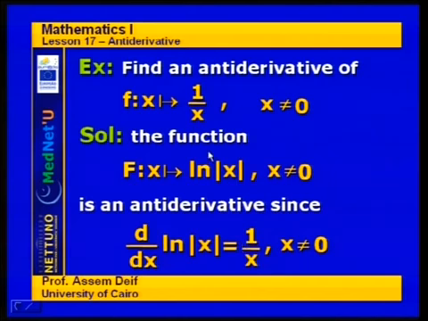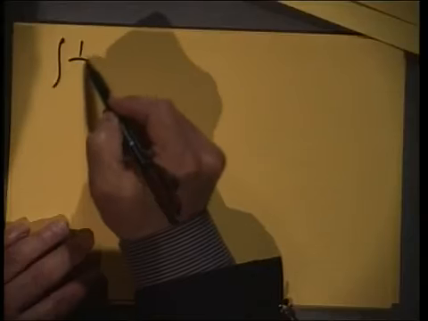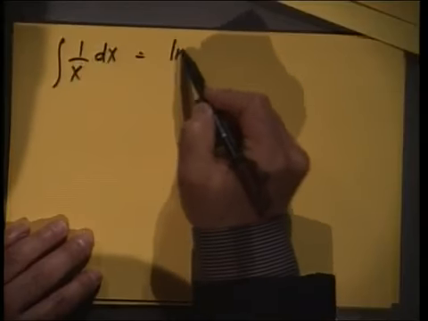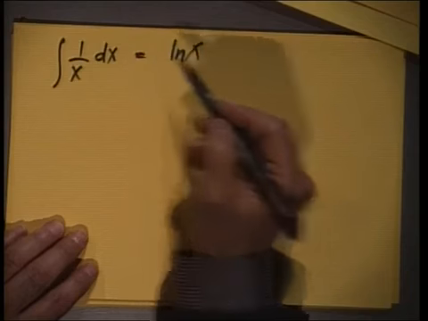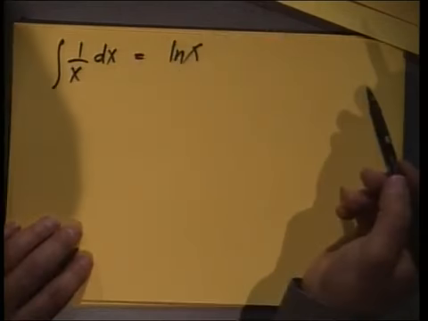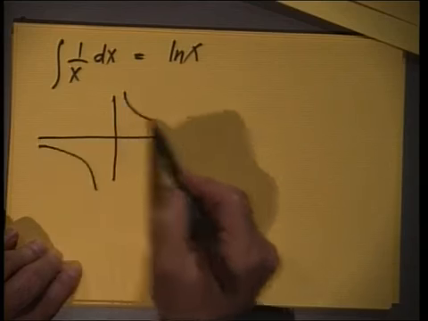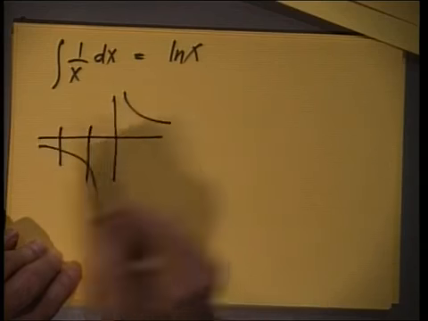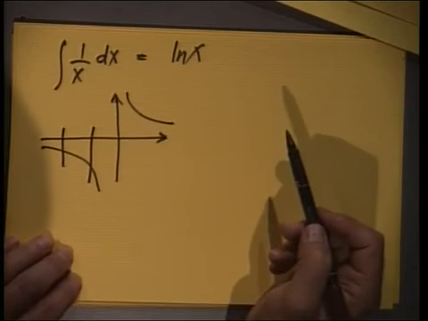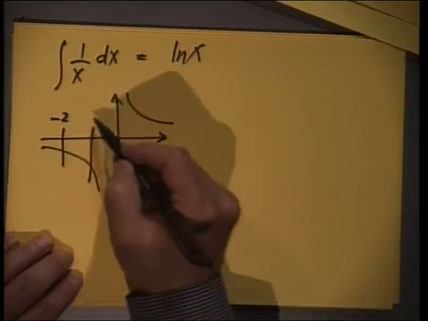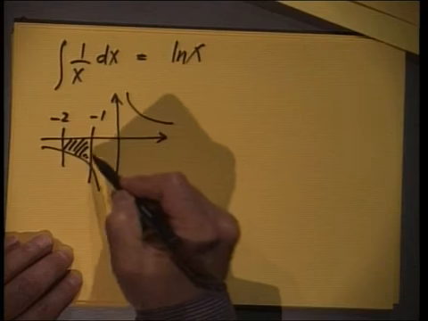Actually, here we should state a remark. Suppose you wish to integrate 1 over x dx. You may wish to put it this way, and this is correct. There is no need to put the modulus. This is when you consider antiderivative. But suppose you wish to calculate, for example, the area under the graph of 1 over x, which goes on the left and right hand side of the origin, and you wish to calculate the area, for example, from minus 2 till minus 1.